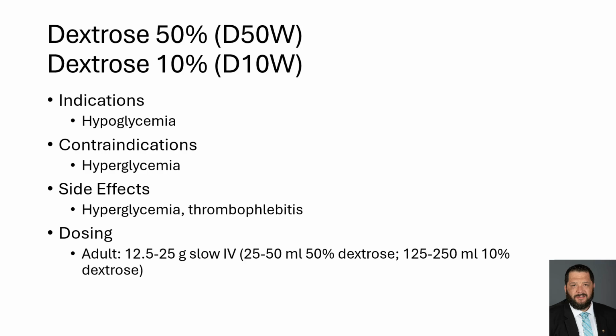Dextrose 50% and dextrose 10%, also known as D50W and D10W respectively. The indication for this medication is hypoglycemia, and it's administered intravenously. Contraindications are hyperglycemia, with side effects being hyperglycemia and thrombophlebitis. The adult dosing is 12.5 to 25 grams slow IV push. This is 25 to 50 milliliters of 50% dextrose, or D50, and 125 to 250 milliliters of dextrose 10%, or D10.